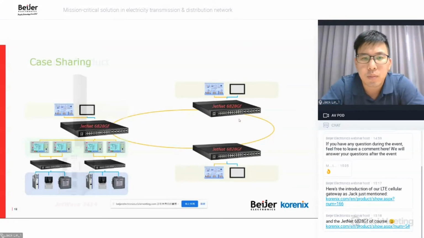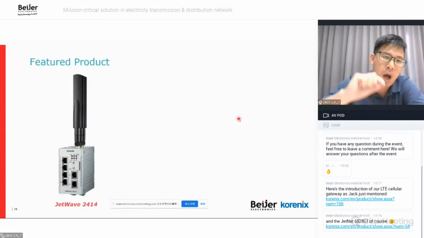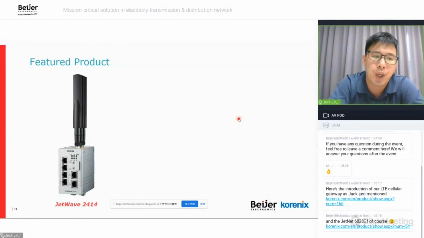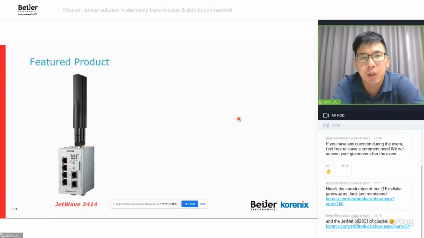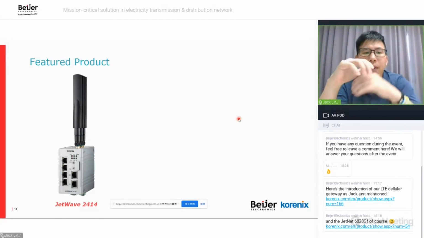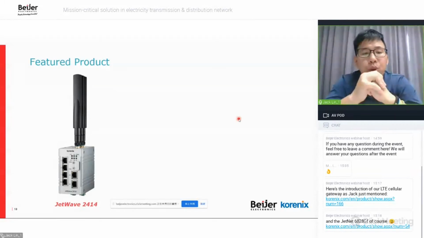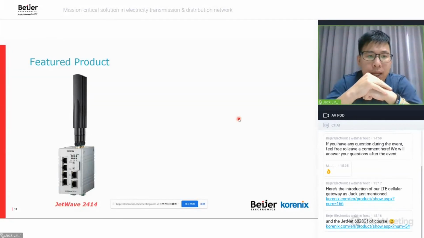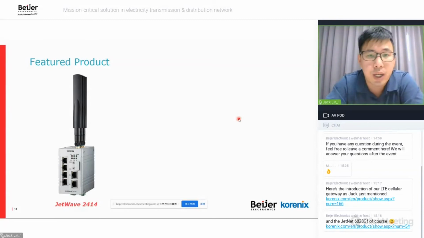Okay, that's for the two cases that I would like to share today. And now we're entering the featured product. The first highlight featured product is the JetWave 2414. I was introducing this model in the first case of the transmission network wireless connection. Let's take a look at the highlight features.